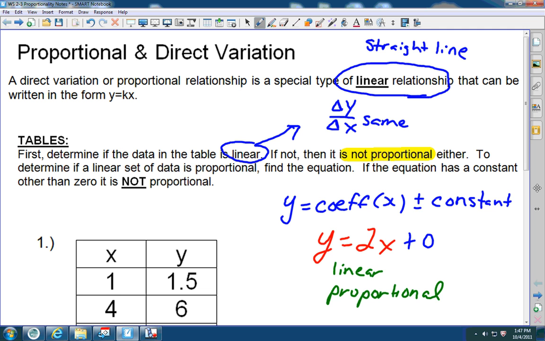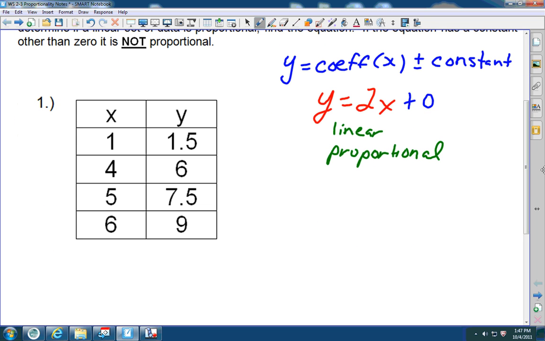Now, if I had an example of an equation that was y equals 2x minus 3, first off, if you put it in the calculator, this is linear. But because right here it says minus 3, it is not proportional.